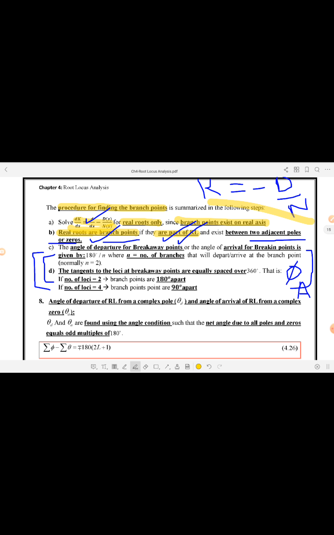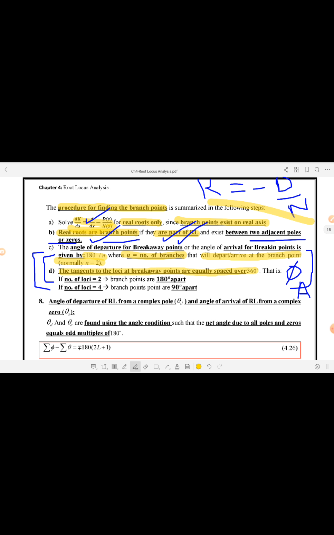So the initial angle is found by dividing 180 by n, where n is the number of branches that will meet, depart, or arrive at this branch point. In most cases n is equal to 2. If n is equal to 2, the initial angle will be 90 degrees, and the branch points, this is the second point, are equally spaced.